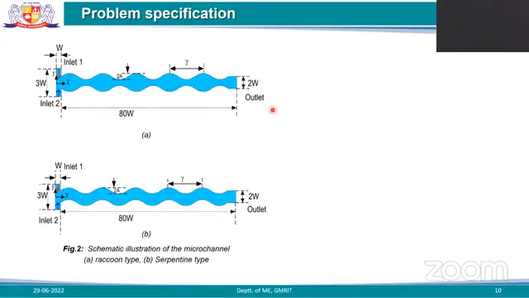So these are the two types of micromixer, the schematic diagram. The first one we are calling a Dacon channel, where the wall of the microchannel is wavy. And the second one we are calling a serpentine channel. If we see the upper side, the top wall of both microchannels, both are the same.